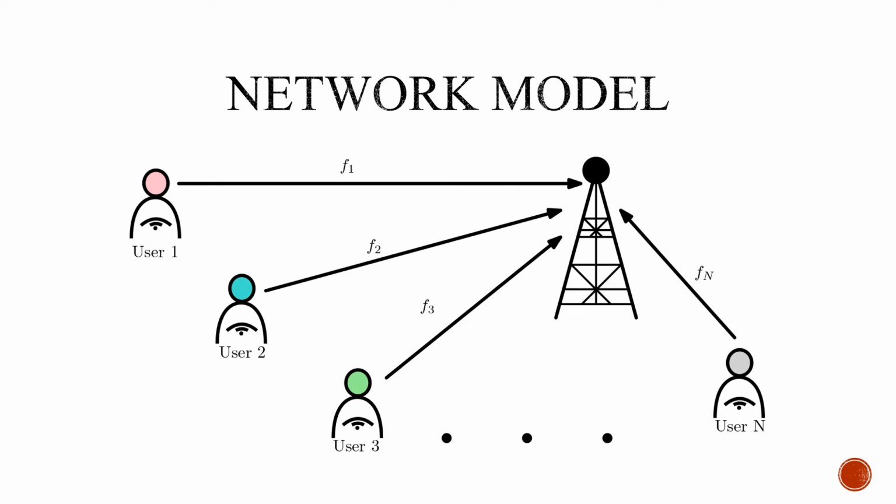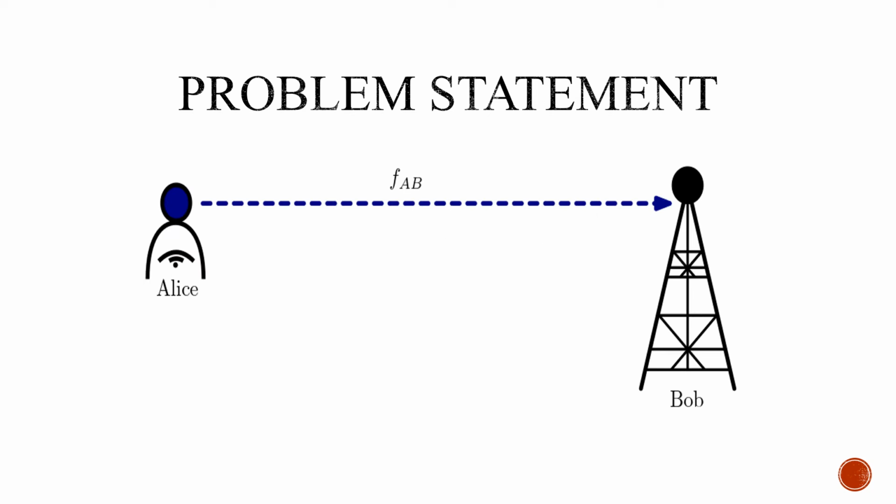Let us assume a network where the number of frequency bands is equal to the number of users. We assume that data rates of each user are distinct and the channel between each user and the base station is fast fading. Within this network, let us consider one of the users, Alice. Alice here is a single antenna transmitter with low data rate and low latency messages. She uses FAB to communicate them to Bob.